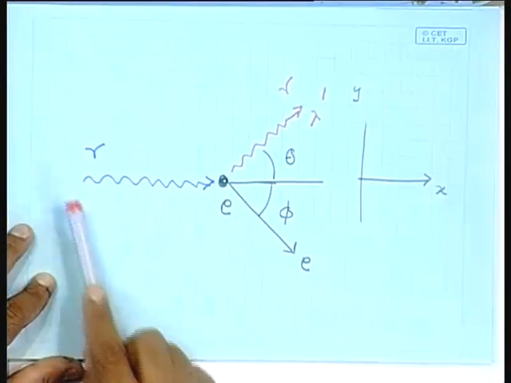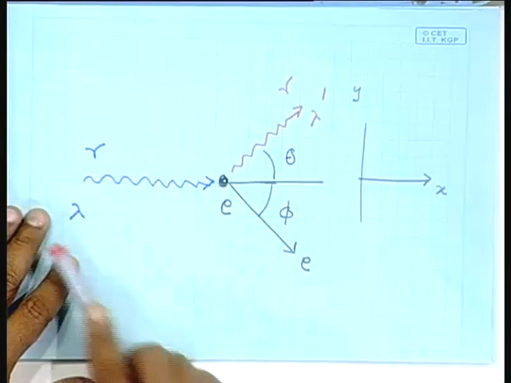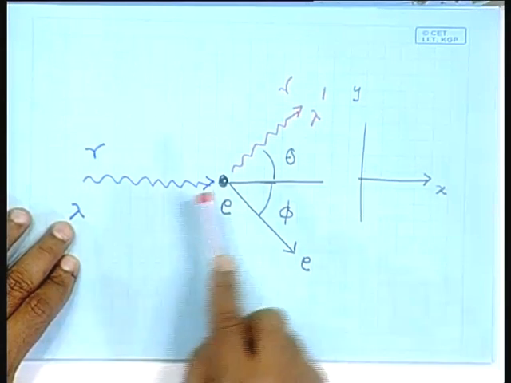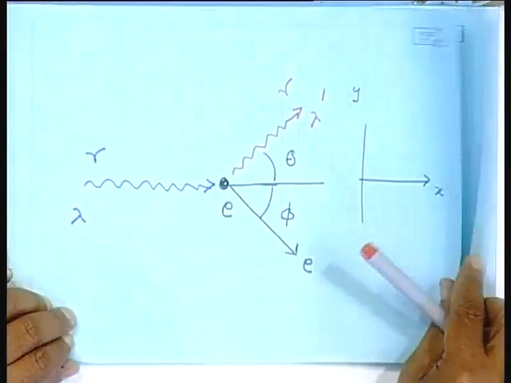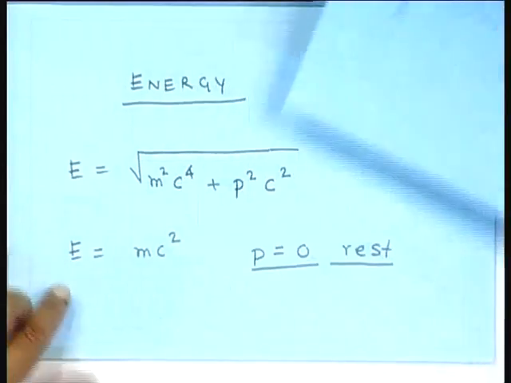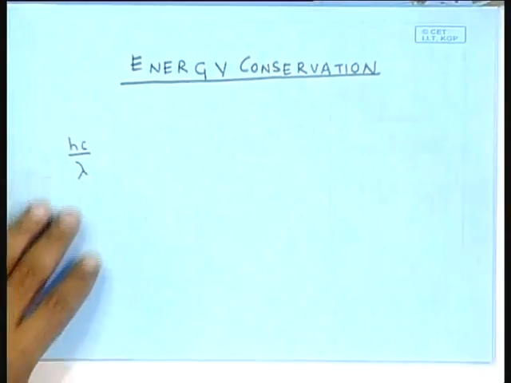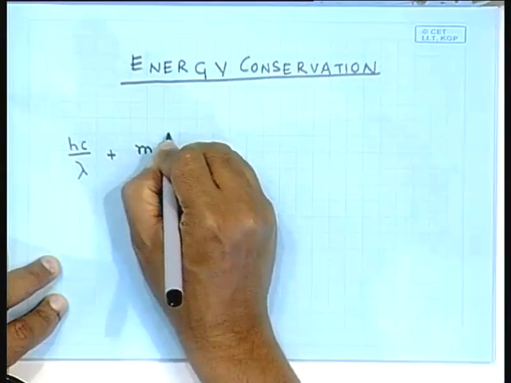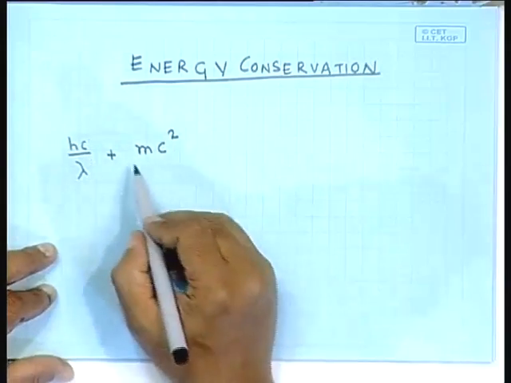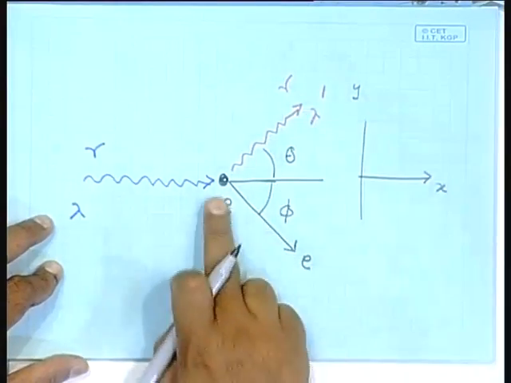So, coming back to the situation that we are discussing, we have this photon whose energy we have already written down, and now we have to look at the initial energy of the electron. The electron is initially at rest, so the initial energy of the electron is going to be mc². So this is the initial energy of the photon, and this is the initial energy of the electron. This should be equal to the final energy of the photon and the final energy of the electron.